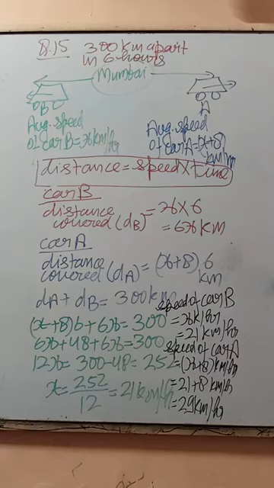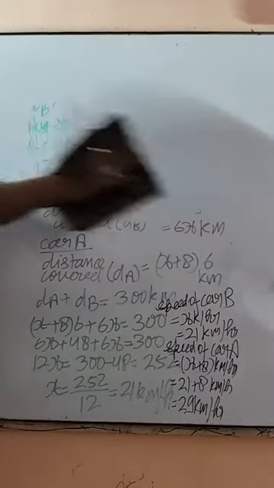Okay. So check the answer. Second sheet, check. 21 kilometer per hour and 29 kilometer per hour. It's 29 kilometer per hour. Okay, come to question number 14.